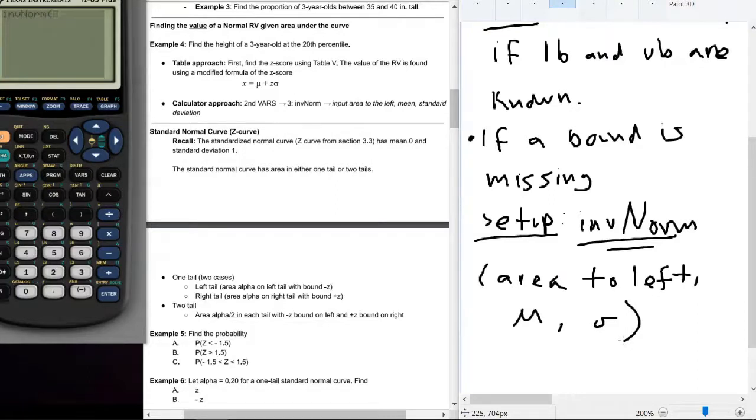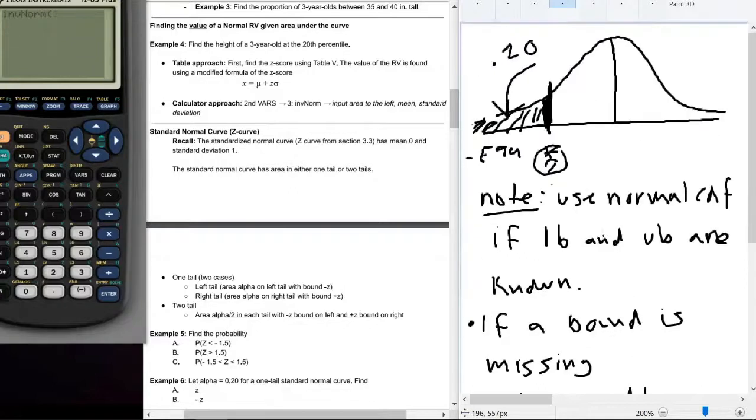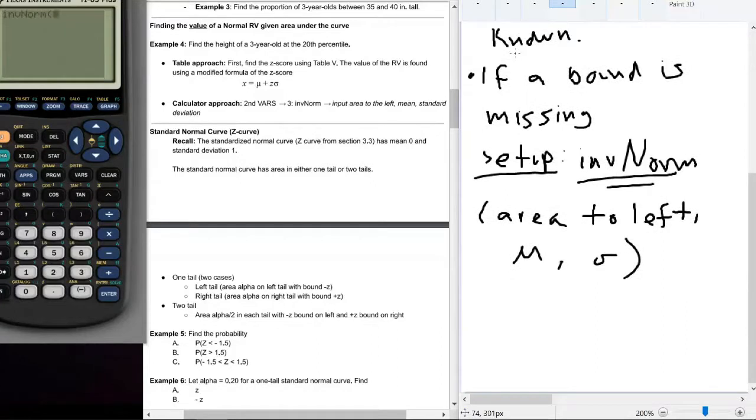Okay, so in our problem, do we have an area to the left? Well, we actually do. If we're in the 20th percentile, that means 20% of the people are behind me. That's area equals 0.20. So to find this missing bound, x is equal to inverse norm. Well, the area to the left is 0.20. So here we'll type in 0.20 in the calculator.